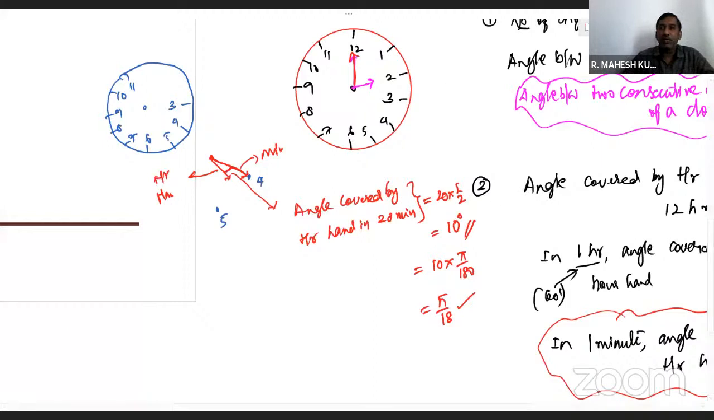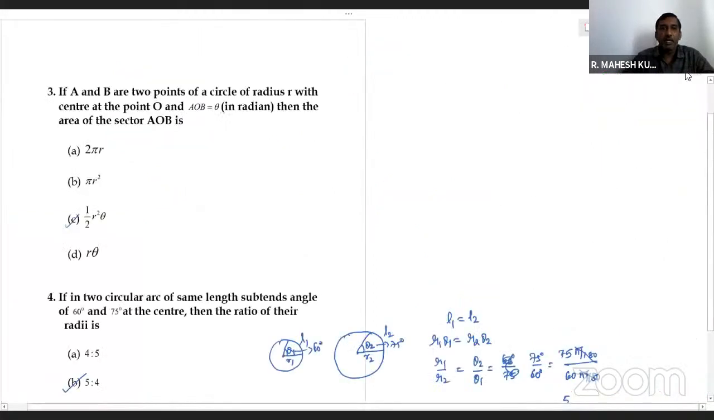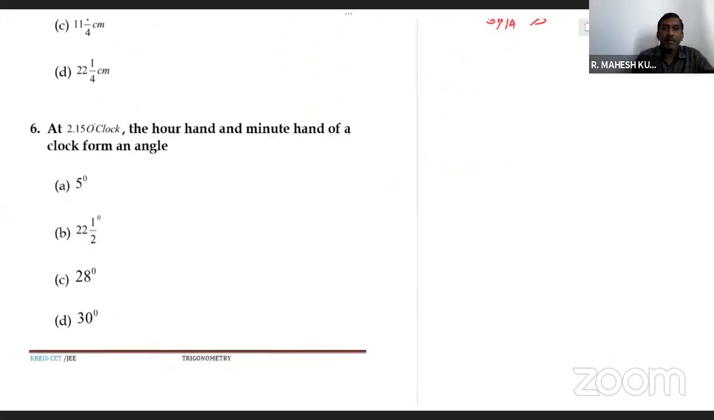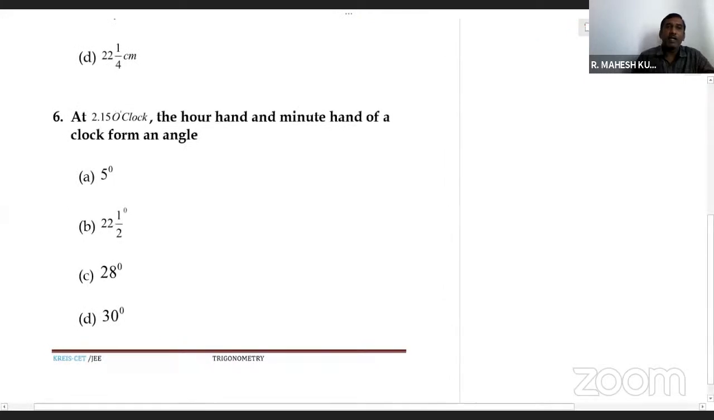So with this we'll go to question number 5. Question number 6, look now. I'll keep doing the same type of problems so you get the idea. At 2 hours 15 minutes, 2:15 o'clock, the hour hand and minute hand of a clock form an angle. So 2 hours 15 minutes.